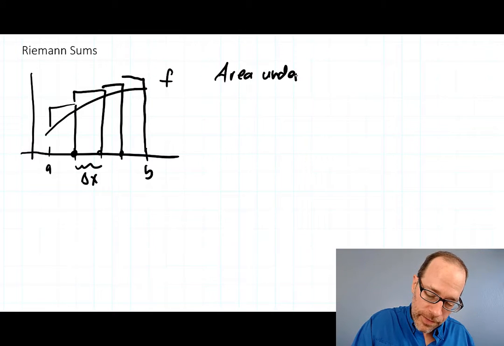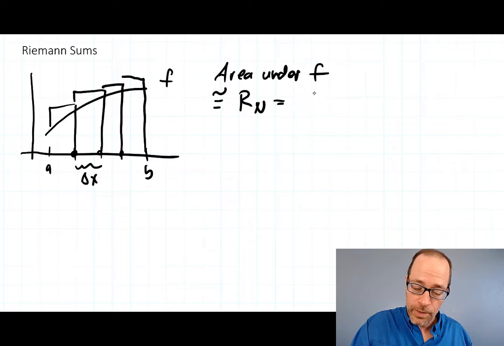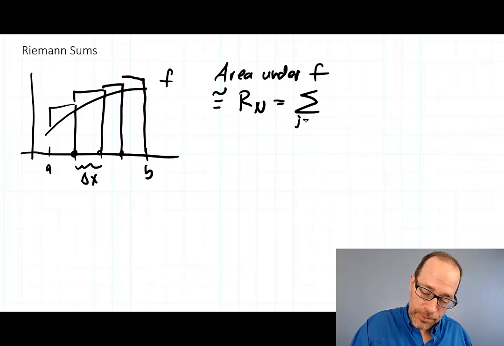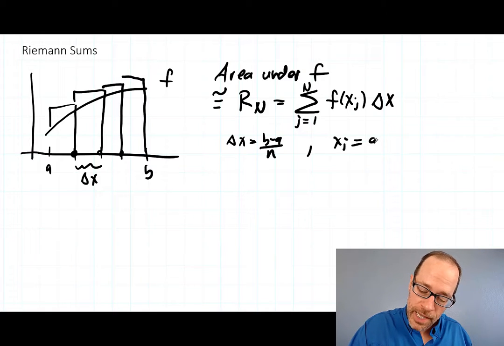under f was approximately given by this thing we called r sub n, which was defined to be the sum from j equals 1 to capital N, f of xj delta x, where your thickness, your delta x, was b minus a over n, and your xj's were just a plus j delta x.